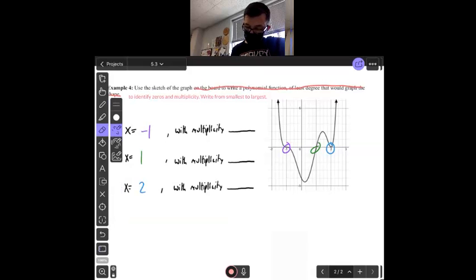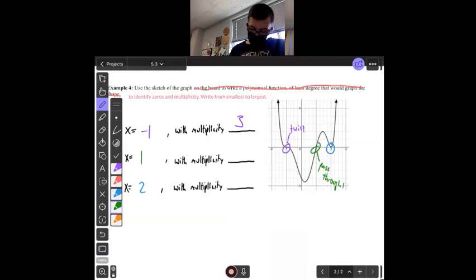And then we go look at how it is behaving there. When I look at that, I see a twist. I see it getting flatter there. Twists come from higher order odds. I told you guys it would max out at 3. Here at 1, it's just passing through. It's not doing anything weird. It's just a pass through. Pass throughs come from 1s. Multiplicity of 1. And there's a bounce. Bounces come from evens. I told you guys it would max out at 2. That's all that is.